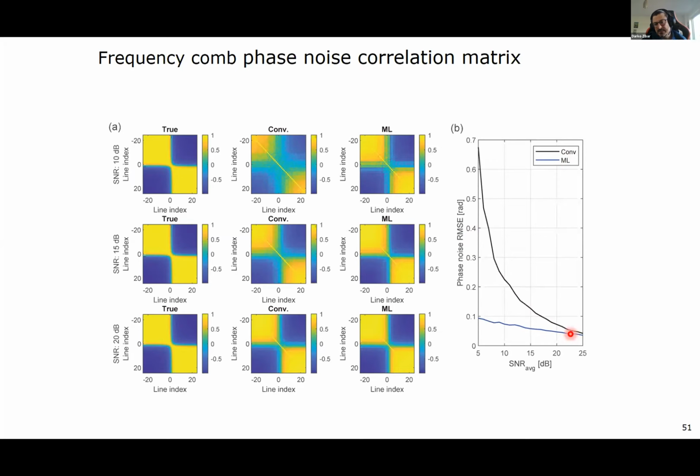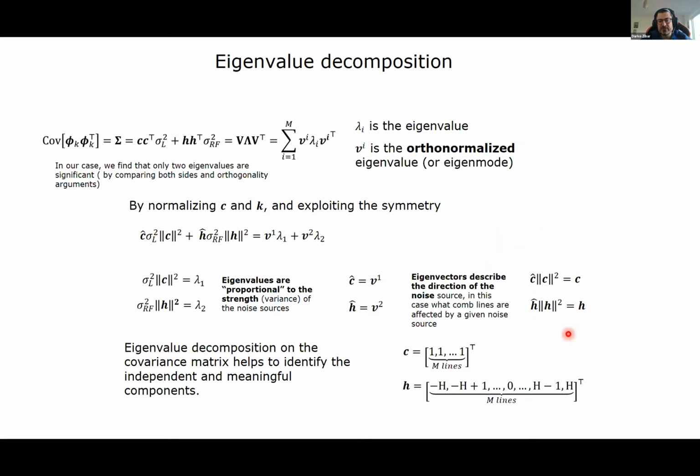Now comes the interesting part, something we published in an Optics Express paper last year: performing the eigenvalue decomposition of your covariance matrix. These are the phases, and if you compute this covariance matrix, as I already mentioned, you will have contributions from the noise of the laser and the RF oscillator. If you do the singular value decomposition, you get the eigenvectors and eigenvalues, and the transpose. If you do some math, you see that the first and second eigenvectors correspond to the variance of your noise sources. So by computing the eigenvalues and eigenvectors, you have access to the noise contributions of your local oscillator and the RF.